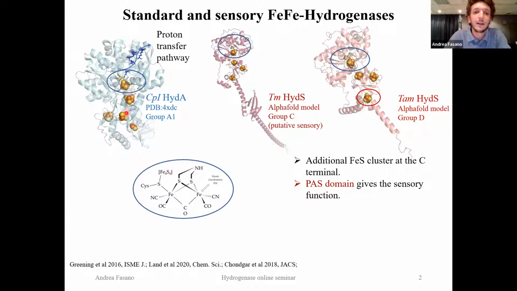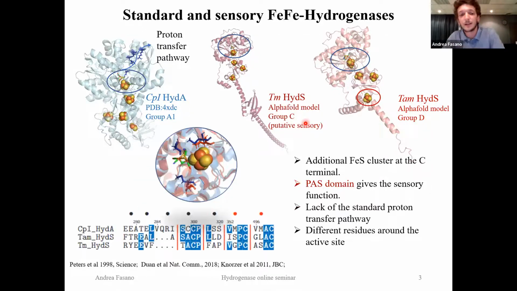Then at the N terminal of the amino acid sequence, we have an additional domain with iron-sulfur clusters that delivers protons, which is also present in IDAS enzymes. But in this class of enzymes, we also have another cluster at the C terminal of the amino acid sequence, that usually in IDAS from Thermotoga maritima binds the protein to an additional domain called the PAS domain, which is thought to give the sensory function of these enzymes. Now, the PAS domain is actually lacking in IDES from Thermoanaerobacter martrani, which makes the physiological function of this enzyme unknown right now.